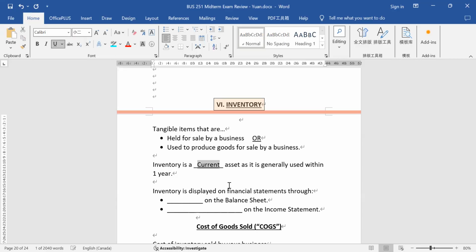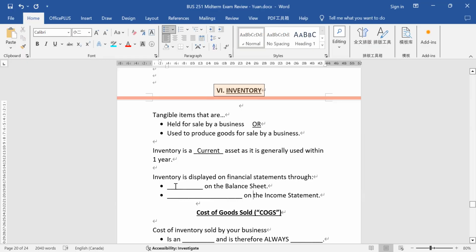And inventory is displayed on financial statements through inventory on the balance sheet, because you can see this inventory on the balance sheet, the left part, like within the assets, right? So it shows the remaining balance of the inventory. But at the same time, inventory is also used and reflected on cost of goods sold.